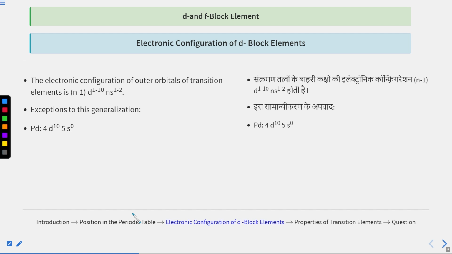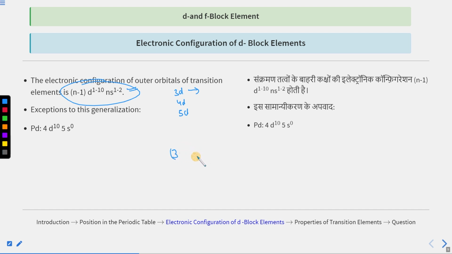Now, if we talk about the electronic configuration, it goes like this. The general formula is (n-1)d 1 to 10, ns 1 to 2. So if we talk about 3d, 4d, or 5d, then for 3d, the configuration will be what? According to this, it will be n minus 1, 3 minus 1.